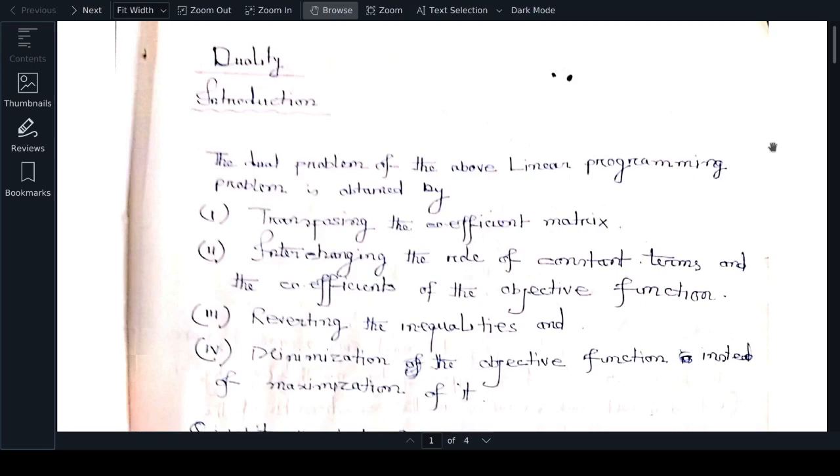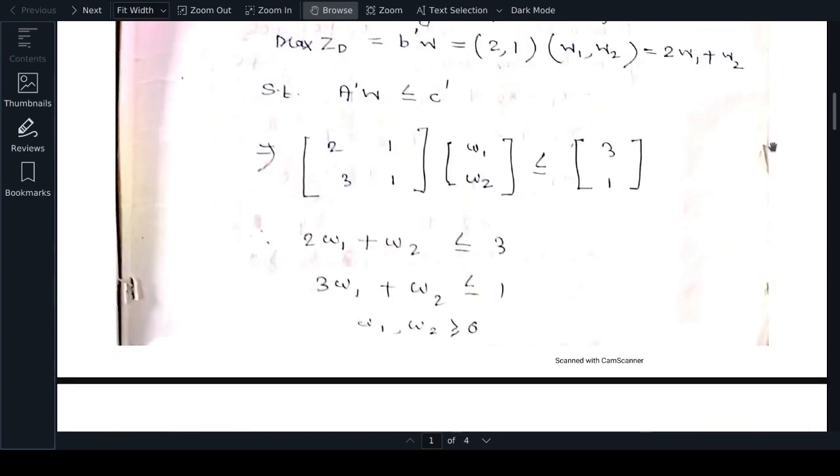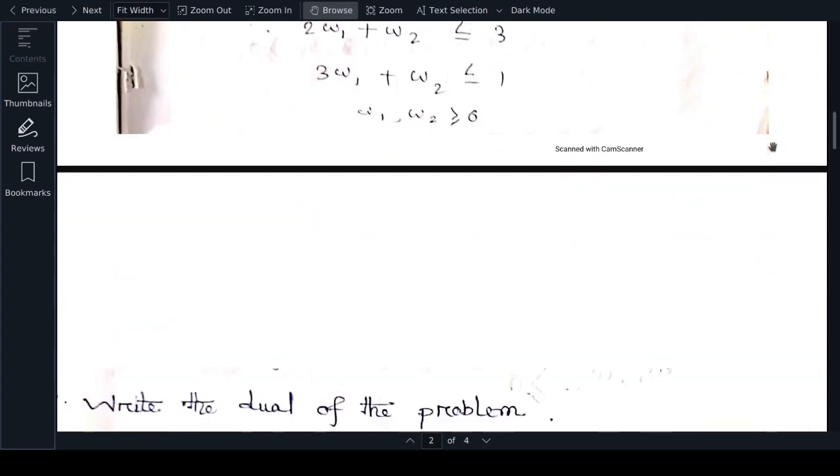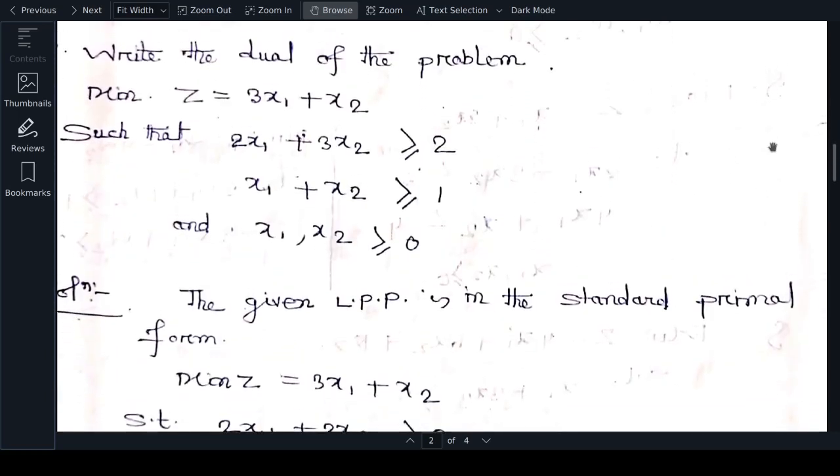Next problem. You see, next page, page number 2. Today, write the dual of the problem: z equals 3x1 plus x2, such that 2x1 plus 3x2 greater than or equal to 2, x1 plus x2 greater than or equal to 1, and x1, x2 greater than or equal to 0.